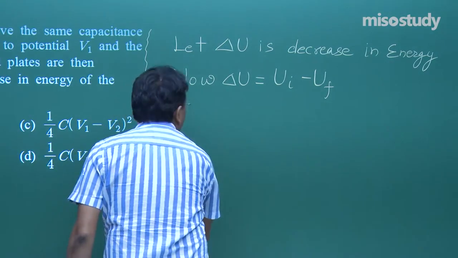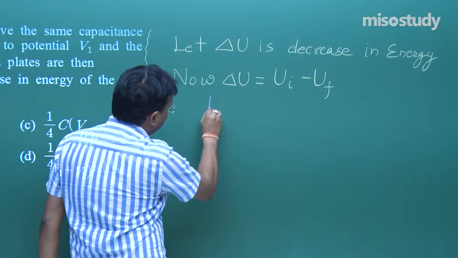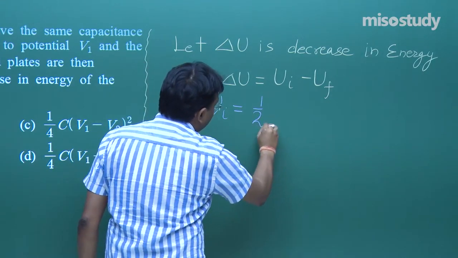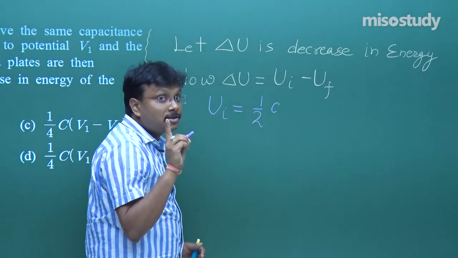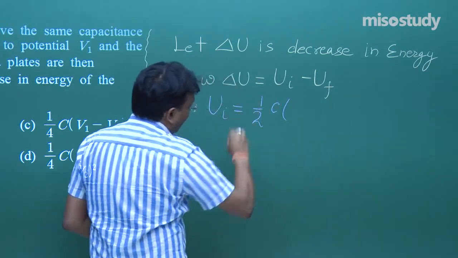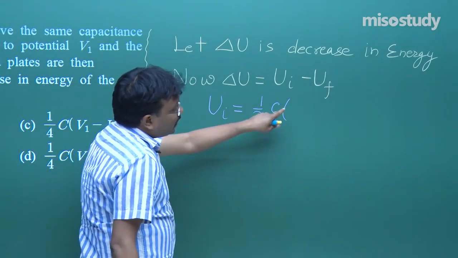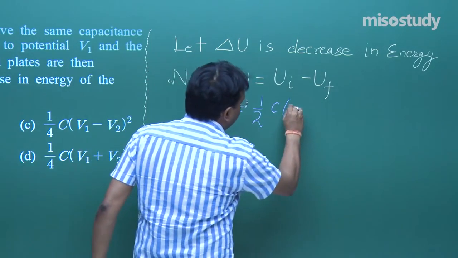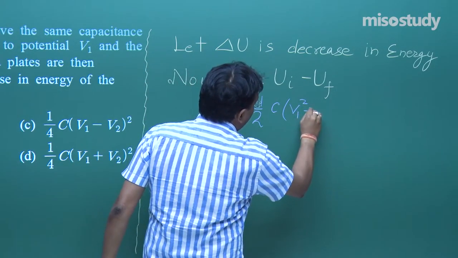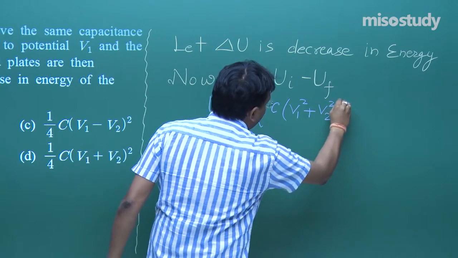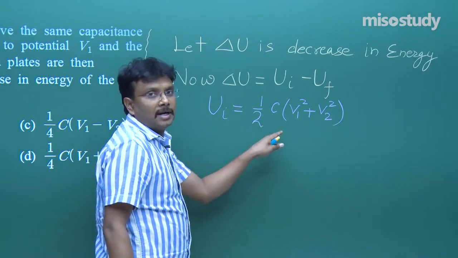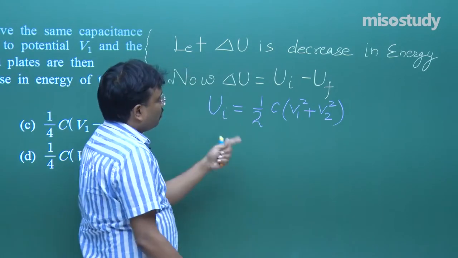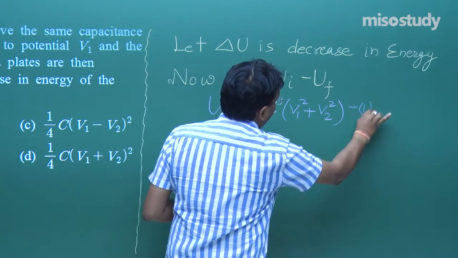So, using a different color chalk, U initial is equal to half C, because the capacitance is the same, half C within brackets, V1 square plus V2 square. Half C V square is the general result. This is the initial energy of the system, the initial energy of both the capacitors. Let us call this equation number 1.